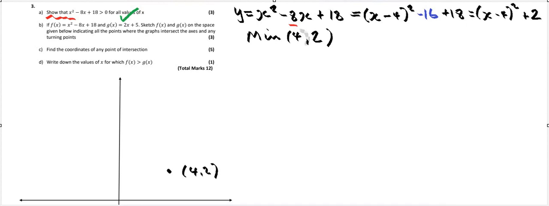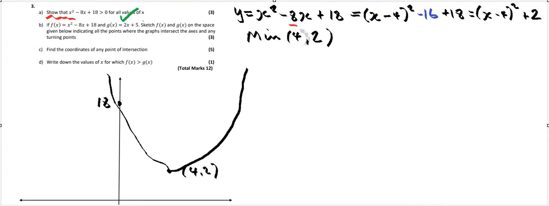Okay, so now, if that function is f of x and g of x is 2x plus 5, sketch the 2 graphs. Let's do f of x first. We know it goes through 4, 2, because we just found the minimum point. When x is 0, the y-intercept must be 18, because that's the only thing that's left. So I draw that curve, so that looks like a quadratic. Sorry, a bit wobbly with my pen. That's my quadratic.